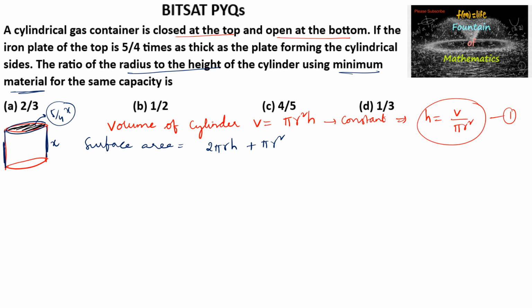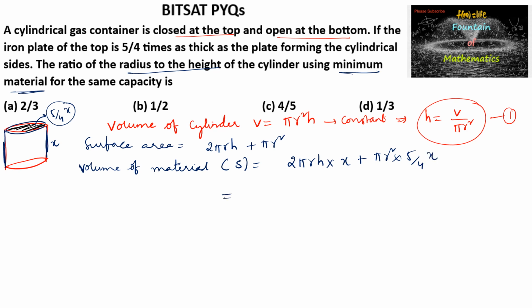And let us consider the material used, or we can say volume of material, not volume of the gas container, it's a volume of material. Let us consider it to be capital S is equal to 2 pi r h into the thickness of the sides is x, and pi r square into the thickness of the top is 5 by 4 x.